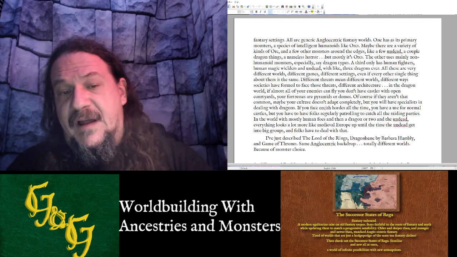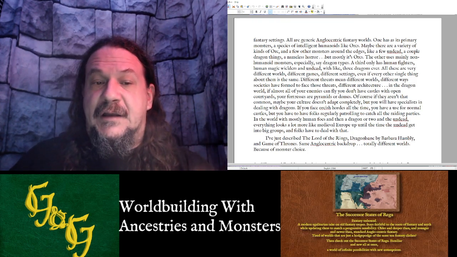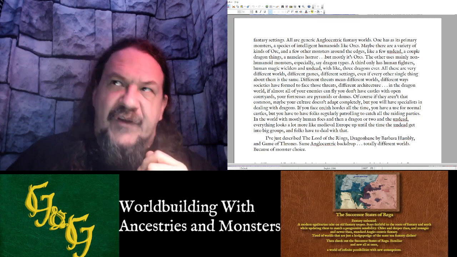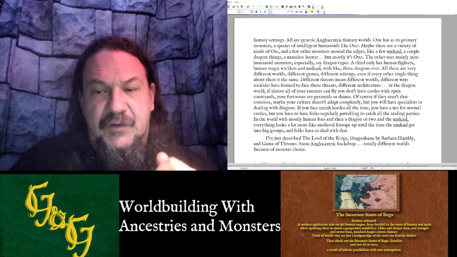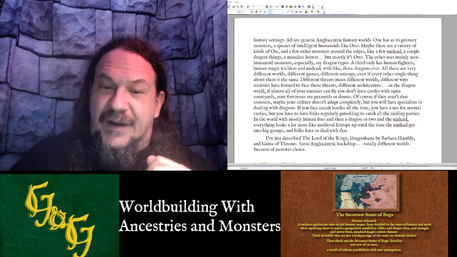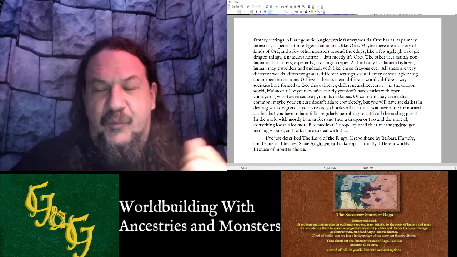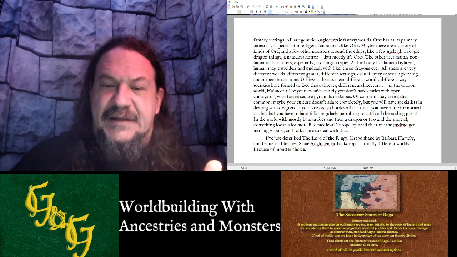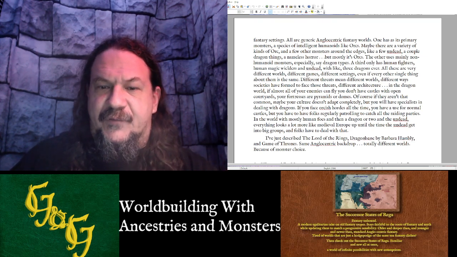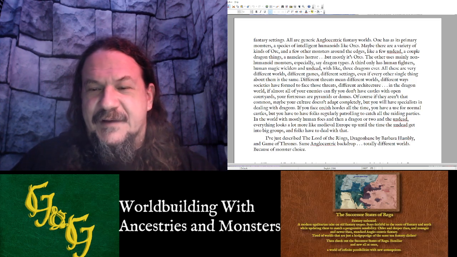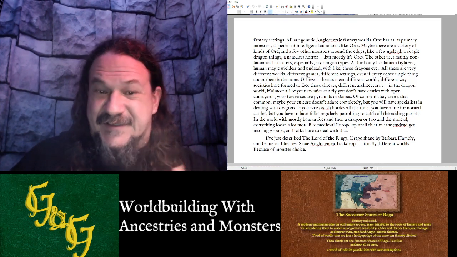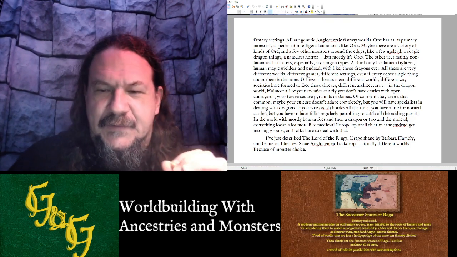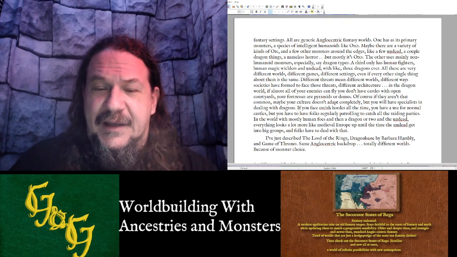Of course, if they aren't that common, maybe your culture doesn't adapt completely, but you will have specialists in dealing with dragons. If you face orcish hordes all the time, you have a use for normal castles, but you have to have folks regularly patrolling to catch all the raiding parties. In the world with mostly human foes and then a dragon or two and the undead, everything looks a lot more like medieval Europe, up until the time the undead get into big groups, and suddenly folks have to deal with that. I've just described The Lord of the Rings, Dragonbane by Barbara Hambly, and Game of Thrones.